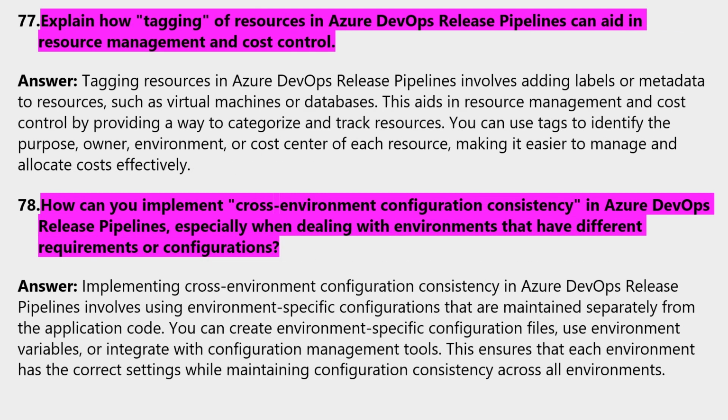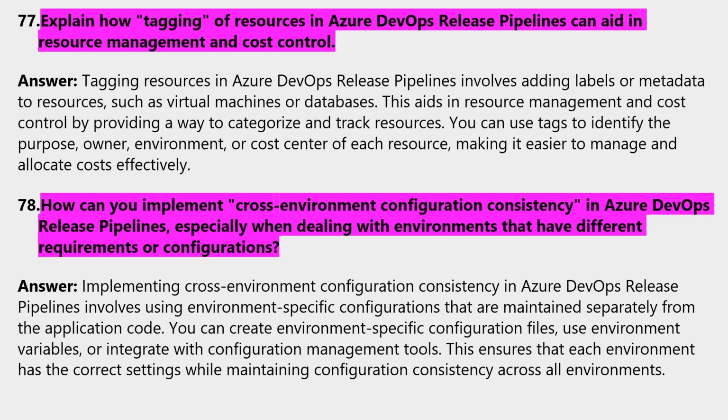Explain how tagging of resources in Azure DevOps release pipelines can aid in resource management and cost control. Answer: Tagging resources in Azure DevOps release pipelines involves adding labels or metadata to resources, such as virtual machines or databases. This aids in resource management and cost control by providing a way to categorize and track resources. You can use tags to identify the purpose, owner, environment, or cost center of each resource, making it easier to manage and allocate costs effectively.